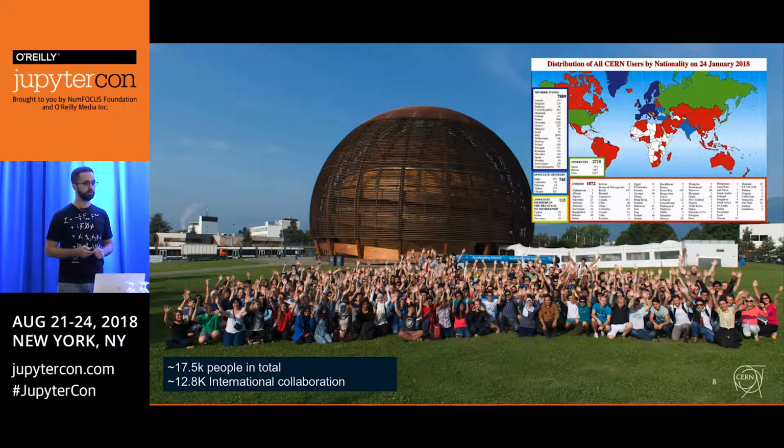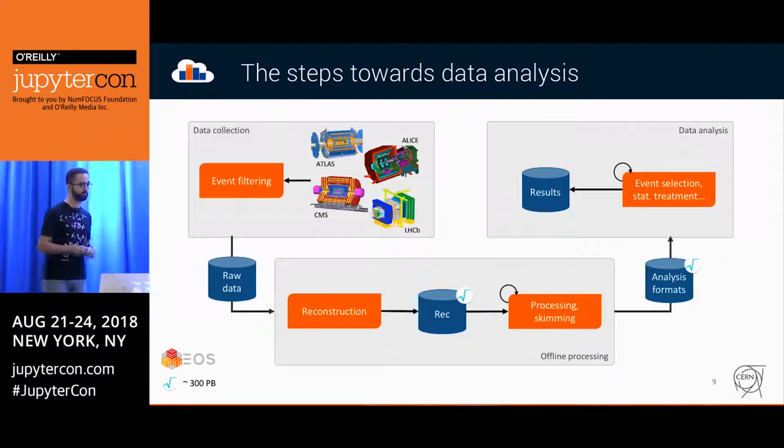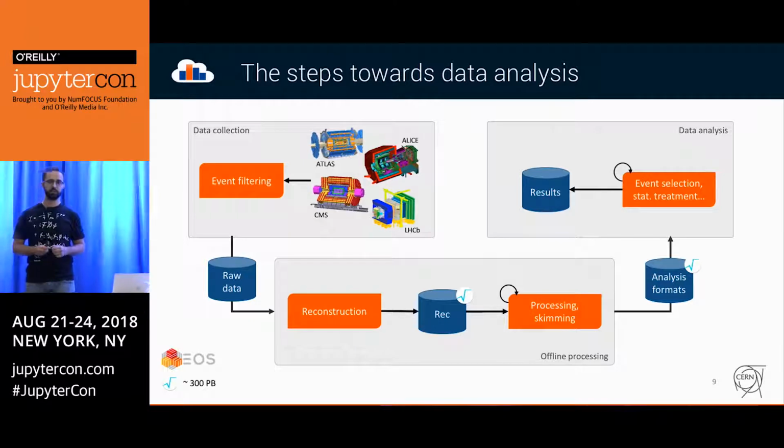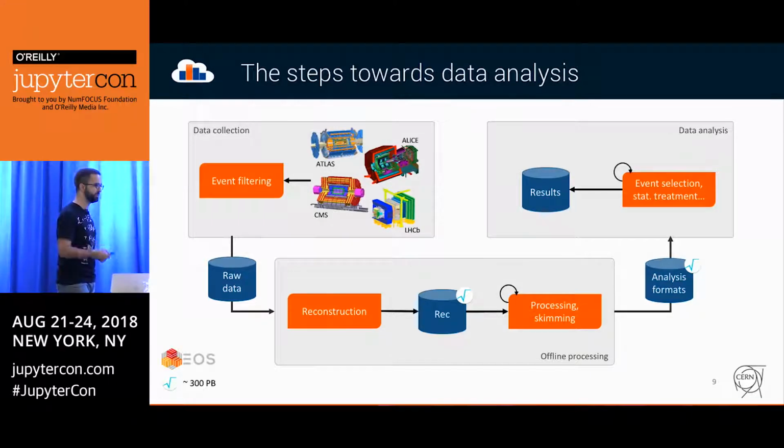And one community very important to us at CERN is the HEP community, or High Energy Physics community. And this is how they work. This is their pipeline. To give you some context, at the LHC we have 4 main experiments. They are called ATLAS, ALICE, CMS, and LHCb. And these experiments produce something around 1 petabyte of raw data per second.